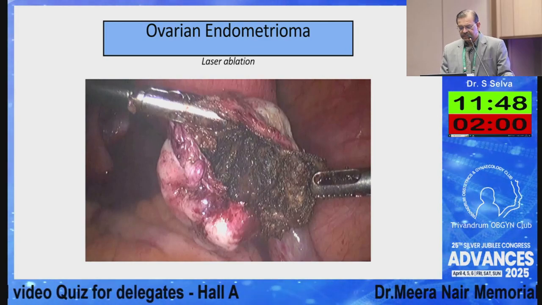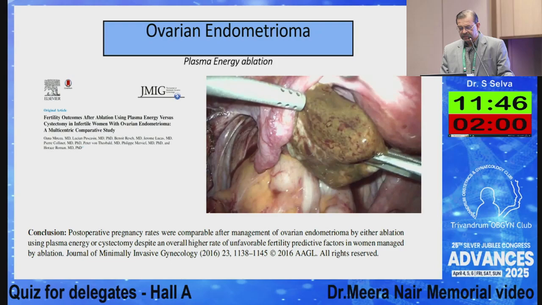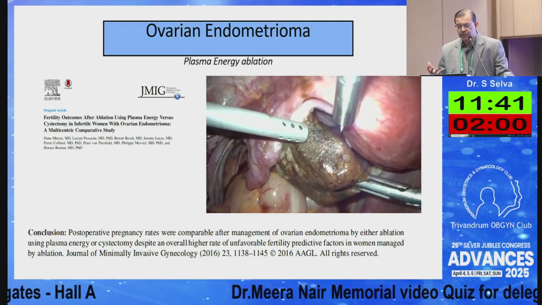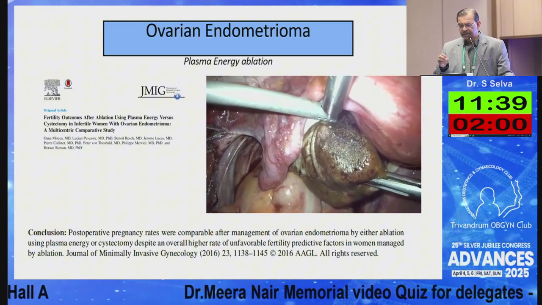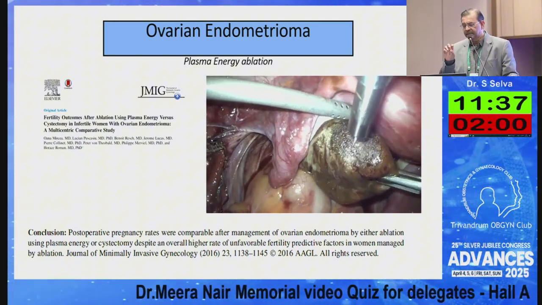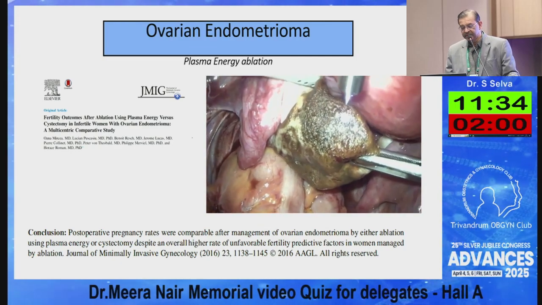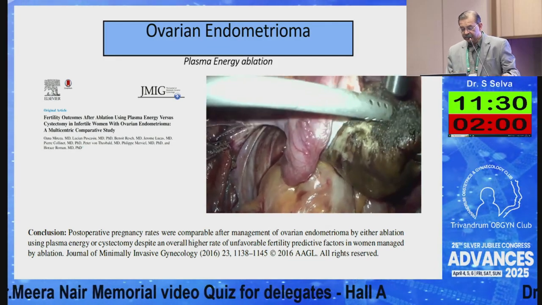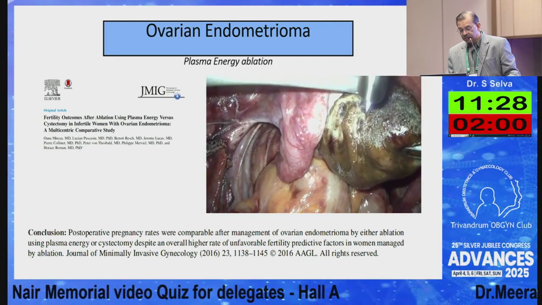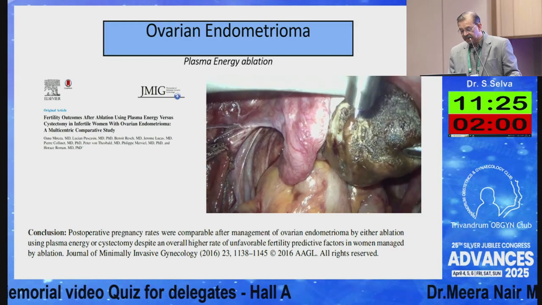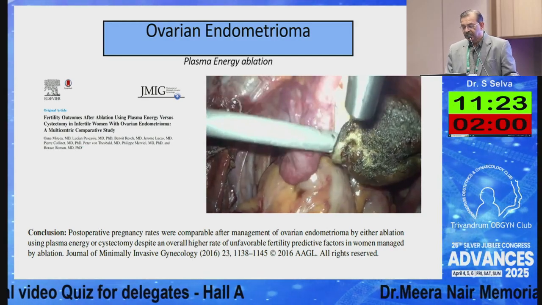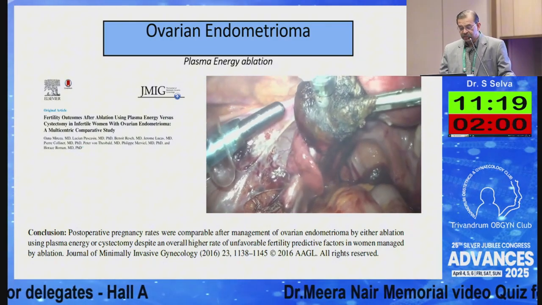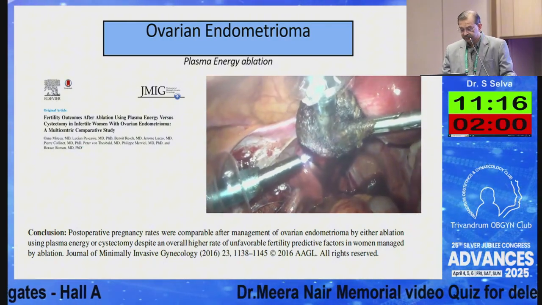The next one is plasma energy. The principle is the same. Some say that it is slightly cheaper. You have to buy the machine, and it produces a spark that will kill the endometrial lining. This is a paper by Horace Roman, and he said that it is a good method of ablation of the cyst wall, and it gives a good fertility rate. We will discuss that a little bit later. So this is plasma jet ablation of the cyst wall.